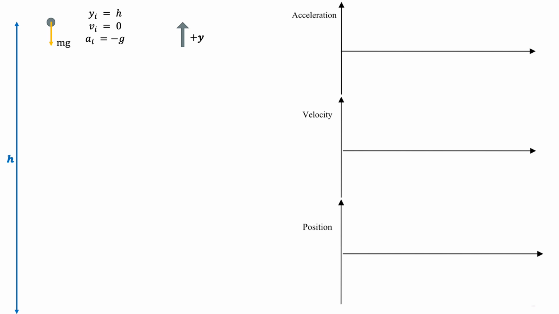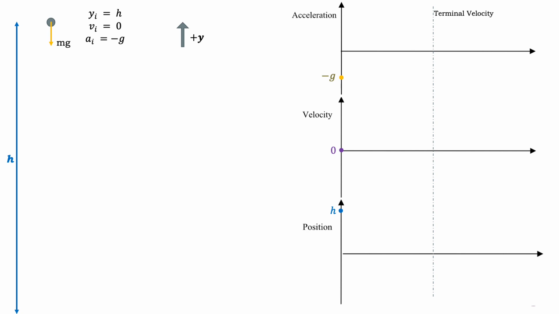So its position is at point H. It's not moving, it's at rest for that split second. And its acceleration is negative g because gravity is pointing down. So I know my initial positions on all my graphs. Now I'm going to think about later in the object's motion.